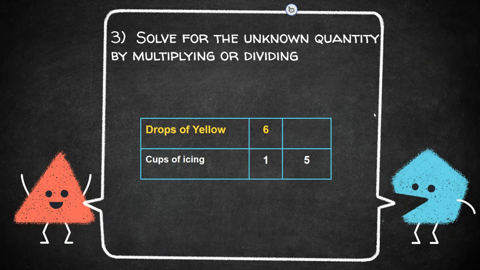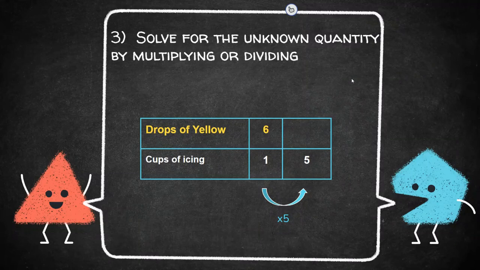So, we know we had 1 cup of icing, and we know we're going to go to 5 cups of icing, which means we have to figure out how to go from 1 to 5. What do we need to do to the number 1 to get it to equal 5? Mason? Multiply it by 5. So if I multiply 1 times 5, I'm going to get that 5 cups of icing.